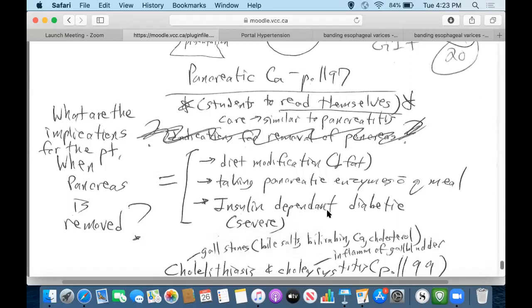They're going to need lots of pancreatic enzymes by mouth to digest any meal, because now they don't have the pancreas to do that. And you're going to want to decrease fat, because they're not going to be able to break down fat as easily. So those 3 things would be the big things. Of those, probably the insulin-dependent diabetes would be the biggest life-changing thing for them.